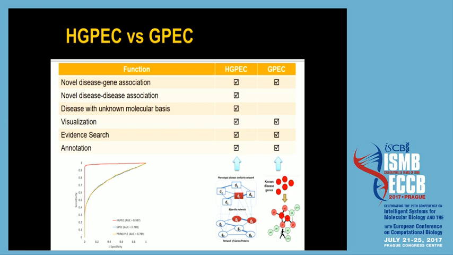There are some differences between HGPEC and GPEC. They can both predict novel disease gene associations, but HGPEC can also predict disease associations, and it can work with diseases without molecular basis. And they both have functions like visualization, event collection, and annotation.